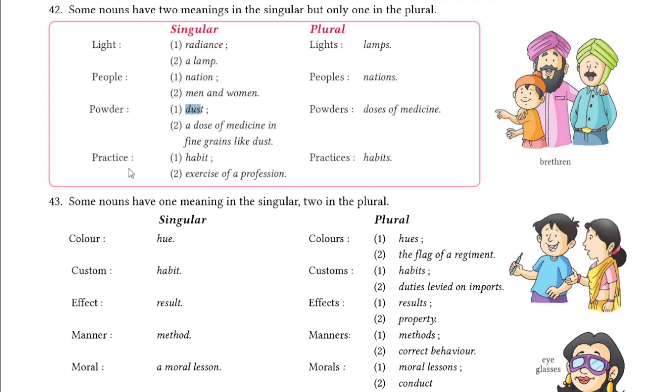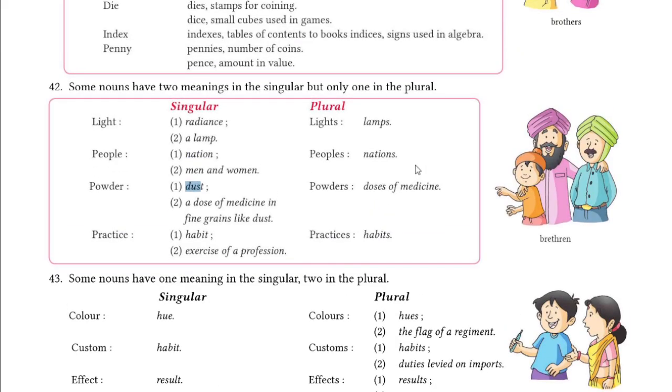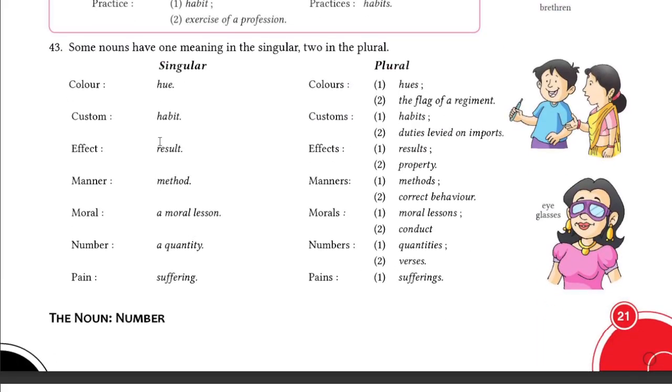Practice, noun in singular number. It has two meanings in the singular: habit, exercise of a profession, and it has one meaning in the plural. So, in this set, we have seen that there are some nouns having two meanings in the singular form, while the plural form has only one meaning. Now, look at this second list of nouns in which the singular form has one meaning and the plural form has more than one meaning.